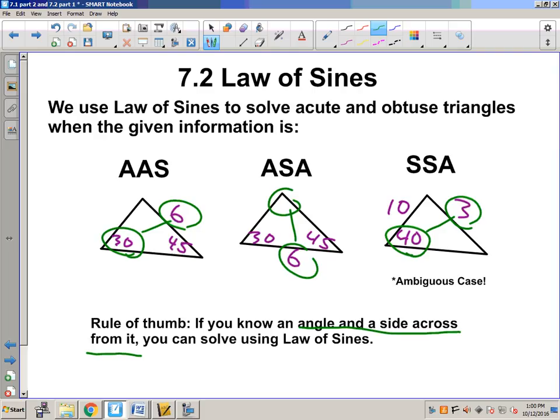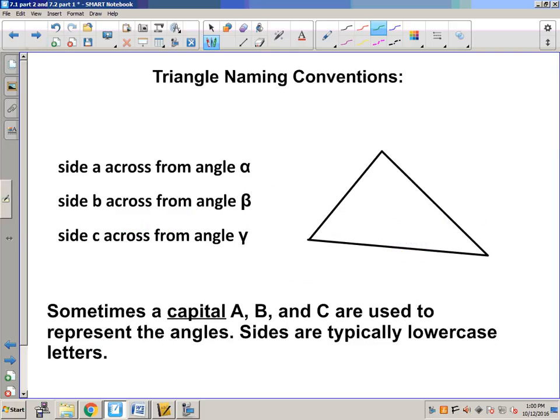So, all right. Before we get into the actual law of sines, we want to talk about some conventions. Remember, conventions are just rules that the community at large decided upon. Okay, so triangle naming conventions, and you probably don't need to write this down because you're going to be doing this so much that it'll become second nature. I just want to make you aware of it right now.